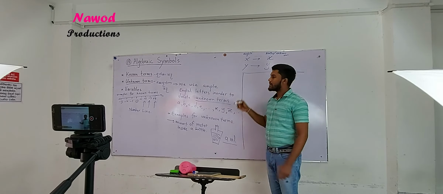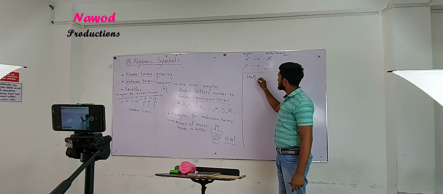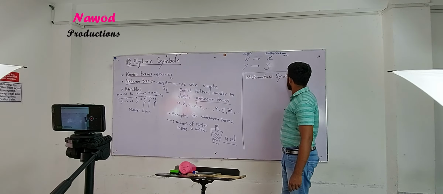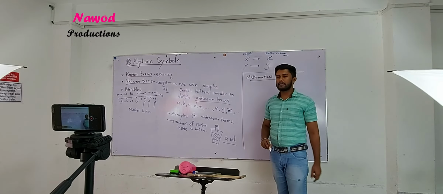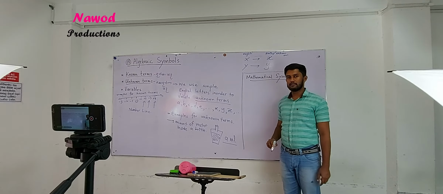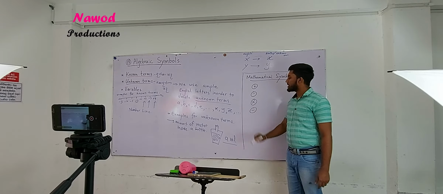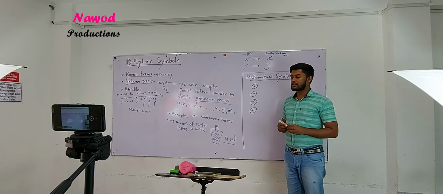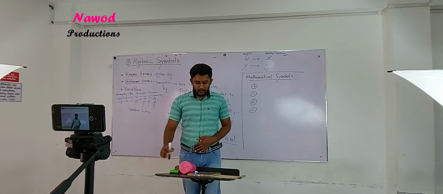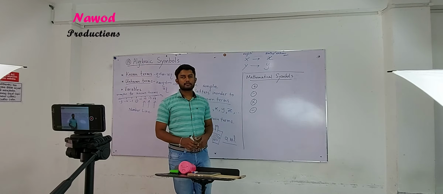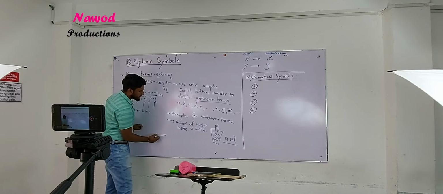Next we want to learn mathematical symbols. What are the mathematical symbols we use, dear students? Addition, subtraction, multiplication and division. We can use those things, right? Then what else do we use? Yes. What are the other examples?